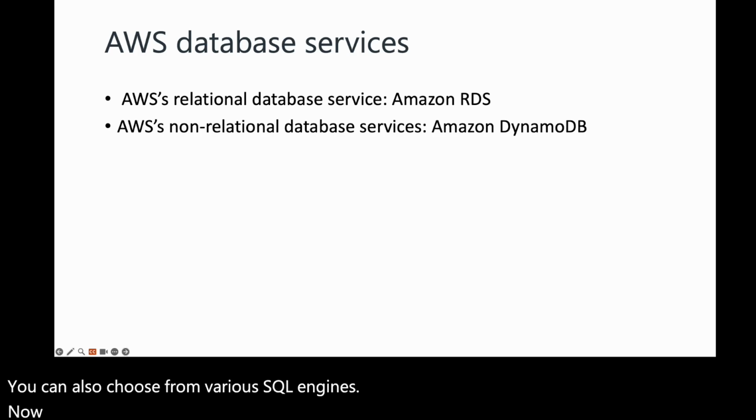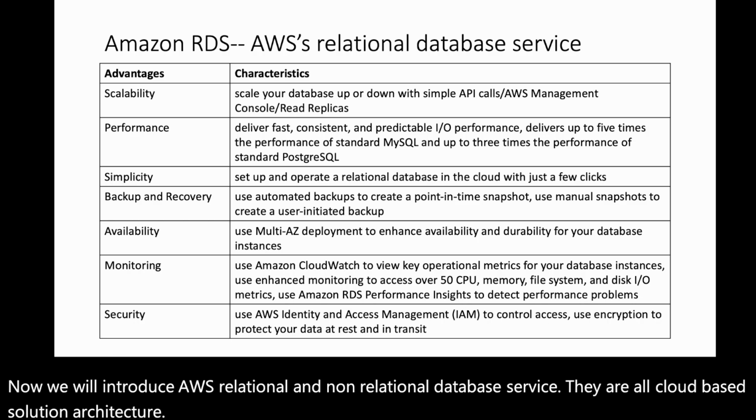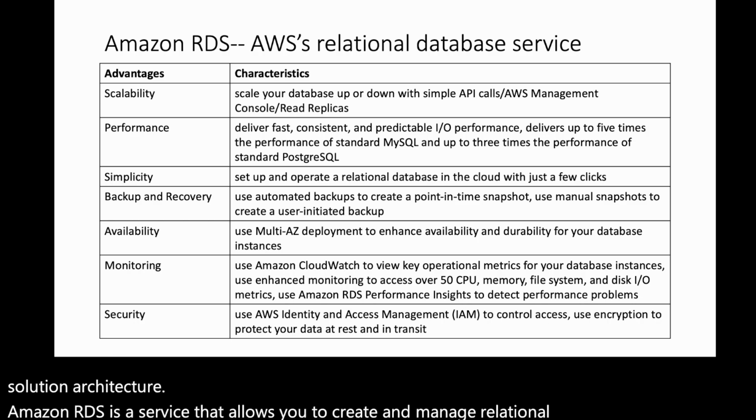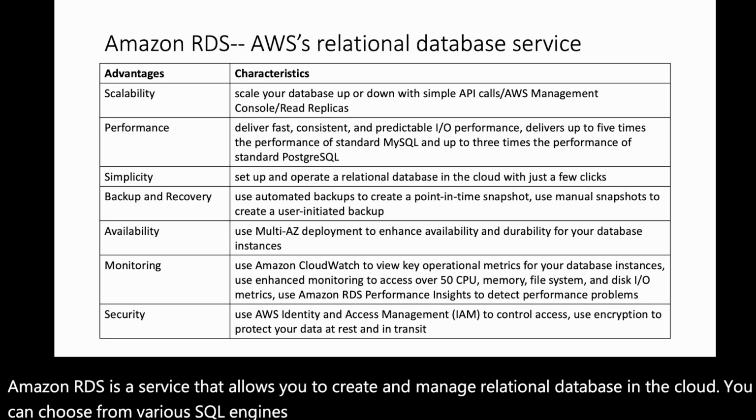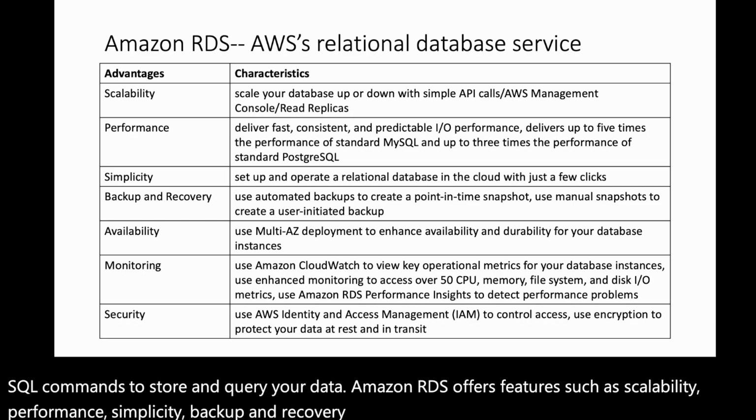Now we will introduce AWS relational and non-relational database services. They are all cloud-based solution architecture. Amazon RDS is a service that allows you to create and manage a relational database in the cloud. You can choose from various SQL engines such as MySQL, PostgreSQL, Oracle, and SQL Server, and use SQL commands to store and query your data. Amazon RDS offers features such as scalability, performance, simplicity, backup and recovery, availability, monitoring, and security.